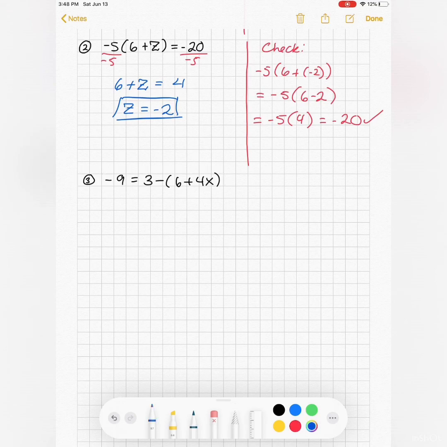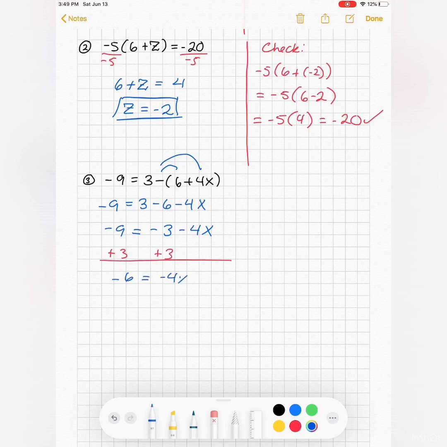Let's see, what would I do first here? I would distribute this negative. Okay, let me combine the like terms on the right. 3 minus 6 is negative 3. Then I would add the 3. So 3 over 2.